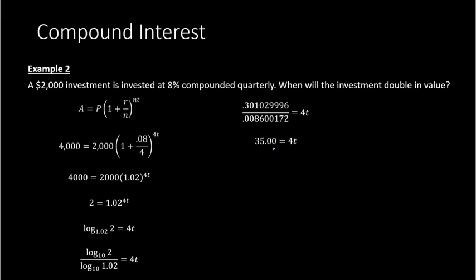All right, and then from here, we can solve for t by dividing both sides by 4. So t would be 35 divided by 4, which gives you 8.75 years. So at this rate, your investment would double in 8.75 years.